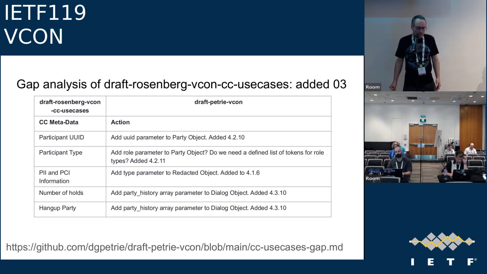So there was a definition of this concept of a participant UUID, a pretty straightforward thing to add to the party object. The participant type, again, I added as a role parameter to the party object.